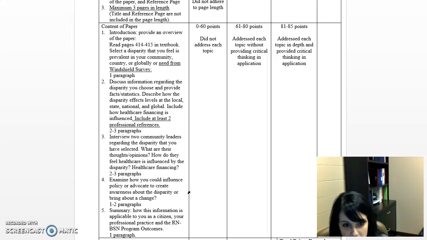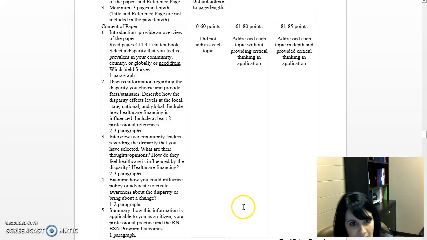And then the last part will be your conclusion. I want you to know, how is this information applicable to you in your professional practice? So after you have looked into this health disparity, and you have talked to these community leaders, how do you feel this could help change your practice or bring more awareness when you practice as a nurse? And then I want you to at least identify one program outcome that you felt this assignment specifically helped you address. And again, your conclusion will be 1 paragraph.